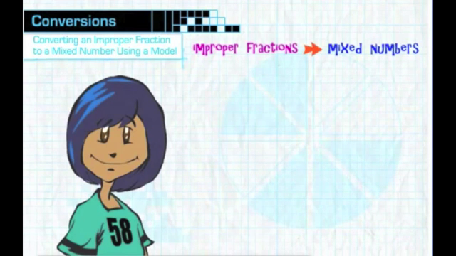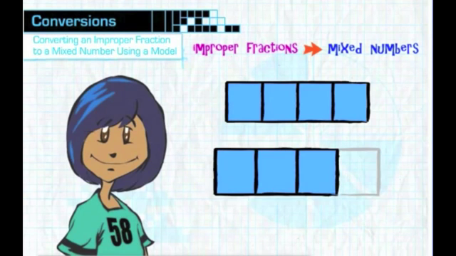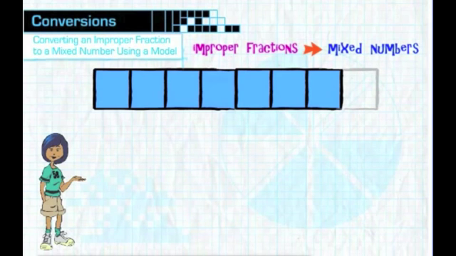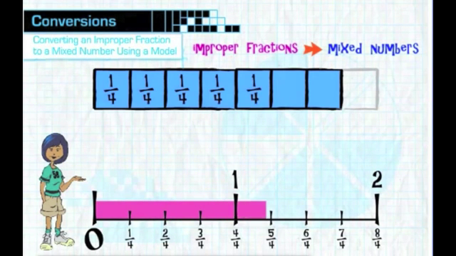First, we're going to use a model to show how to convert an improper fraction to a mixed number. Check out the two 4-section fraction bars. All 4 sections are shaded blue in the first bar, and 3 of the 4 sections are shaded blue in the second bar. If we are only interested in the parts that are shaded blue, and we know each section is 1/4 of each bar, we can easily count 1/4, 2/4, 3/4, 4/4, 5/4, 6/4, 7/4.